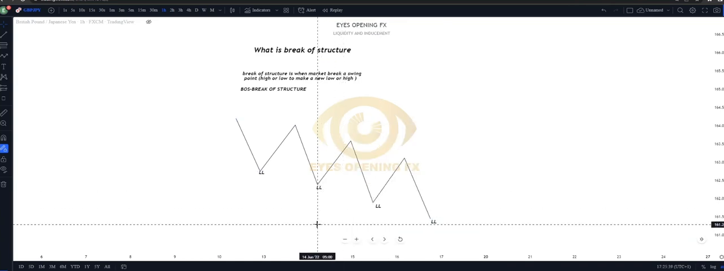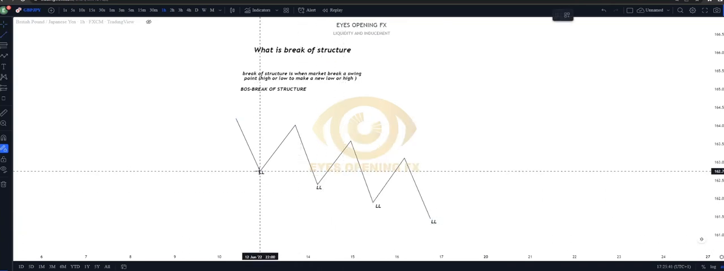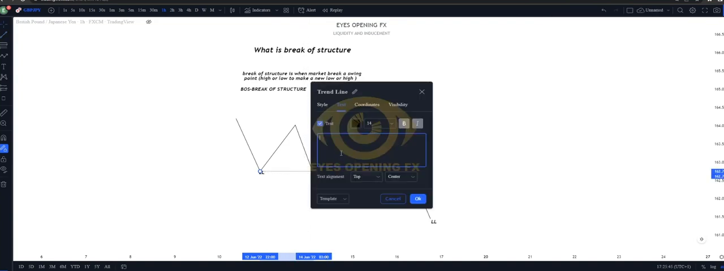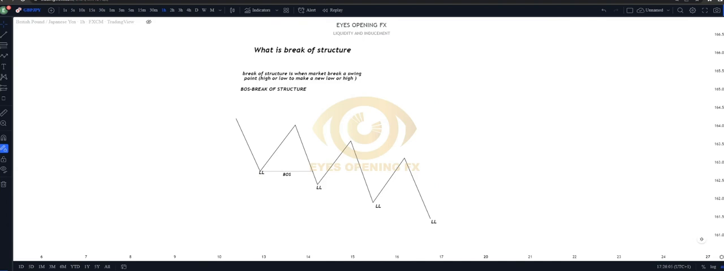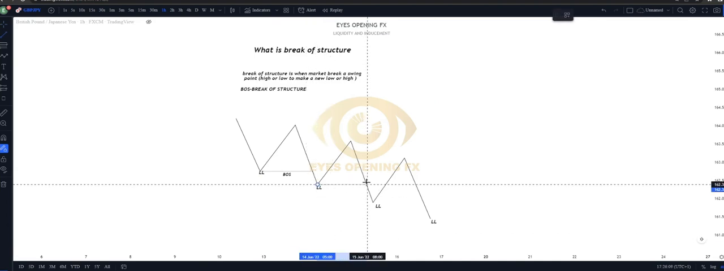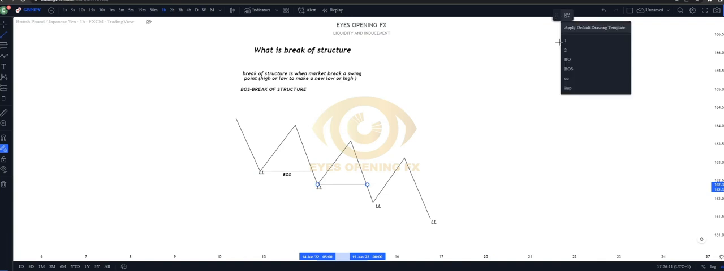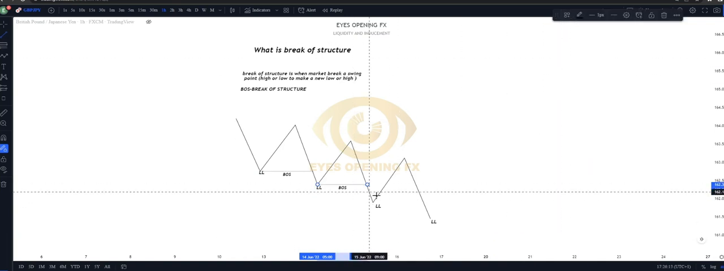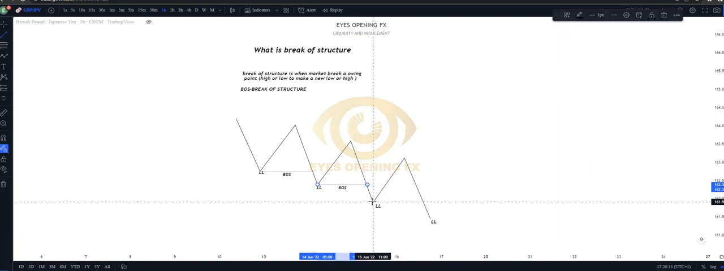So when the market breaks this low, we call it what? A break of structure. We call this break of structure in what? In a bearish trend. If it breaks this low, we call it break of structure again, for a bearish trend. It breaks this low, the same thing, a break of structure.